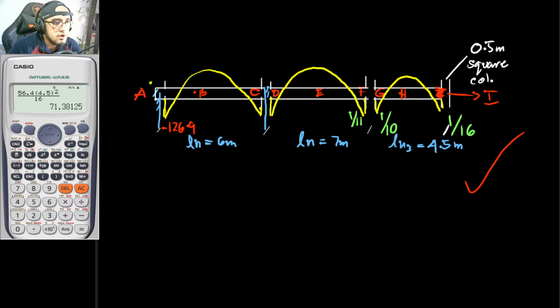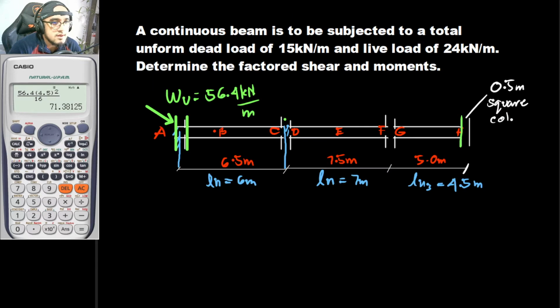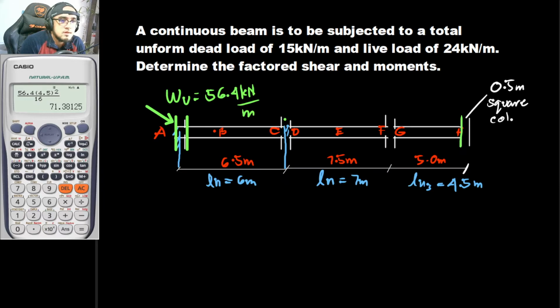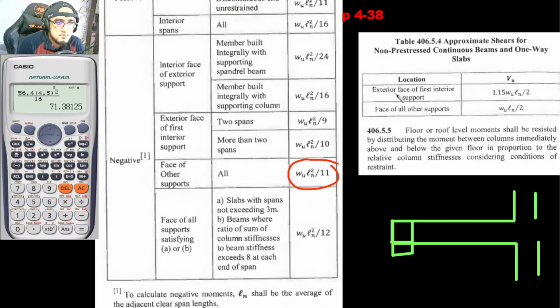But what about for your shear? So yung shear natin is to be much more simpler, no? So meron lang tayong dalawang condition. So for your shear, it would be this, and it would be this. So you will just be multiplying it by 1.15. So 1.15 WLN divided by 2 if you are solving for the exterior face of the first interior support. And for all other supports, WLN over 2 lang yan. So with such, so exterior face of first interior support.